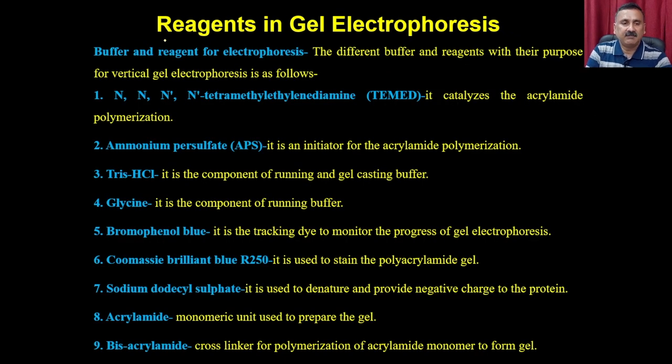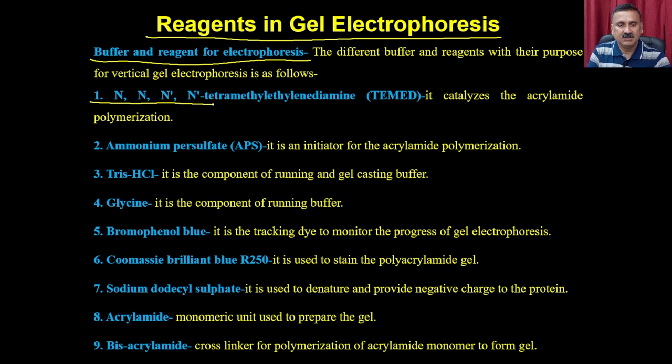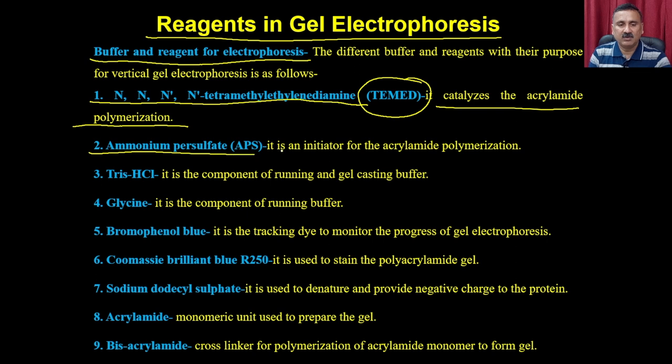You require different types of reagents in preparing the gel for electrophoresis, so you require the buffers and reagents. You require N,N,N',N'-tetramethylethylenediamine, in short called TEMED. It catalyzes the acrylamide polymerization. Then you require ammonium persulfate, or APS. It is an initiator for the acrylamide polymerization.